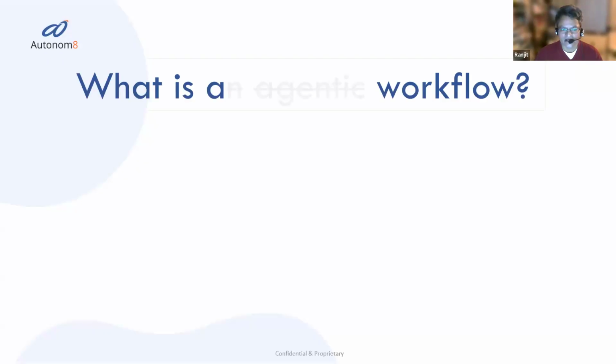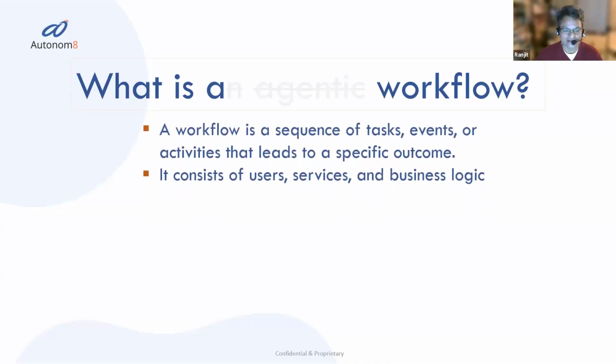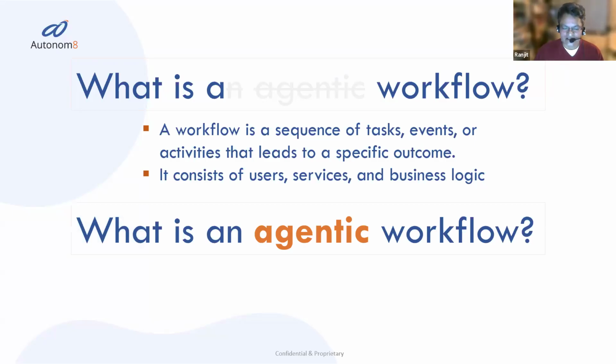So let me start by just describing what is a workflow. I typed this question into one of your favorite ChatGPT or Claude or whatever it is. And it says a workflow is a sequence of tasks, events, or activities that leads to a specific outcome. And I'm sure you all knew that. Just to peel the onion a little bit, any workflow that you can think of broadly in the enterprise space consists of users who do tasks, services that provide automation, and a kind of glue business logic that ties all of this together.